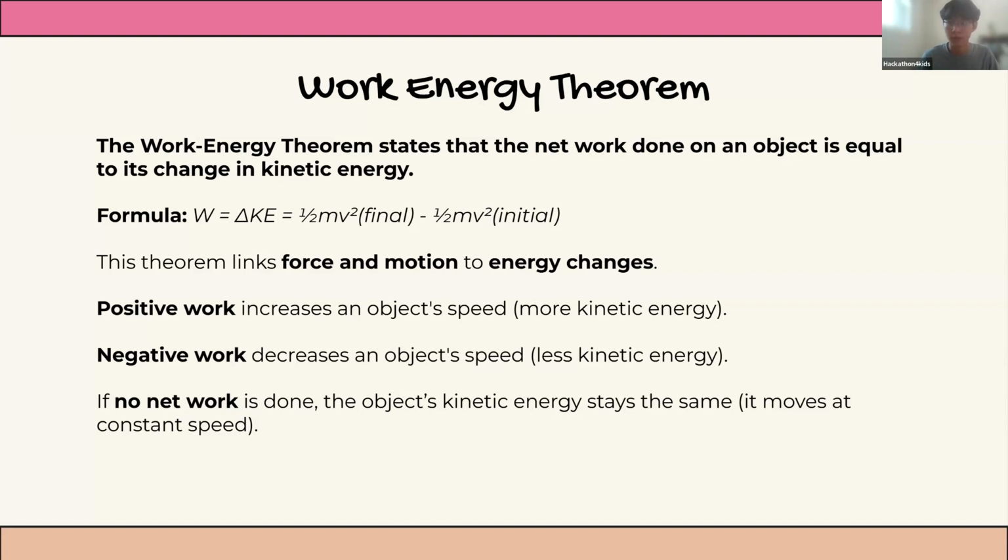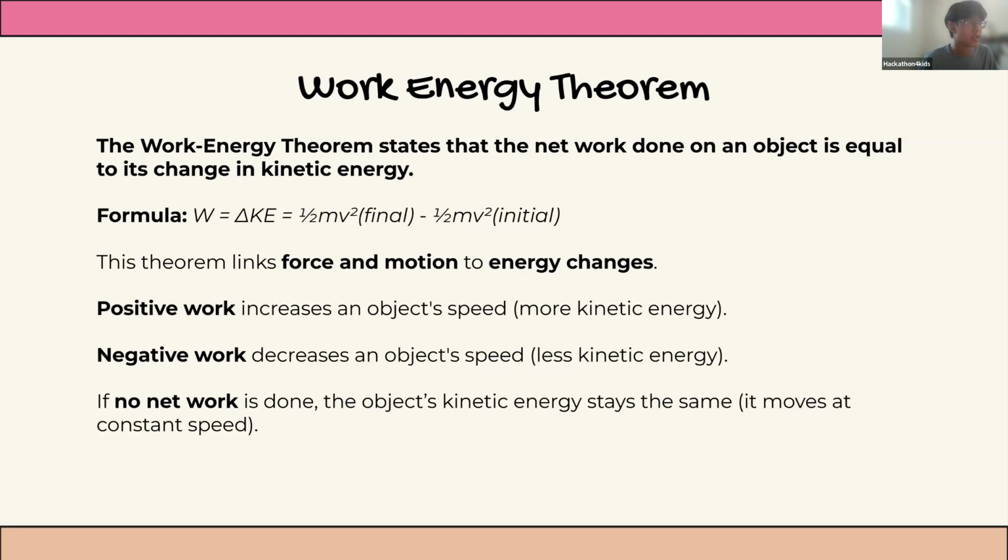So that will be 1/2 mv squared final minus 1/2 mv squared initial, so that's final velocity and initial velocity. W is the net work done, and again, delta KE is the change in kinetic energy. That means if you push an object at rest and it starts moving, the work you did becomes its kinetic energy. This theorem is useful because it links the concepts of force, motion, and energy.